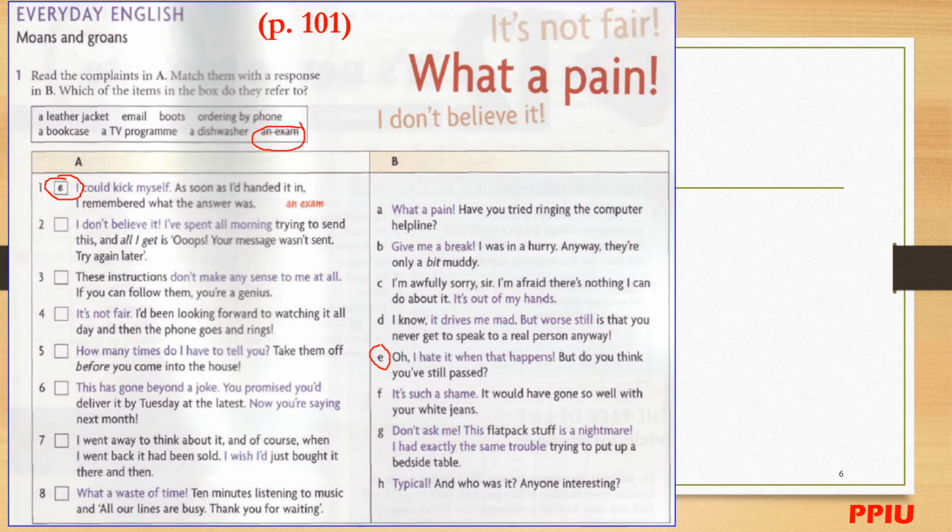So this is about the complaint, and the thing that they put in A is the complaint, and what they put in B is the response, and the item in here would be the thing in the box that is referred to in here.